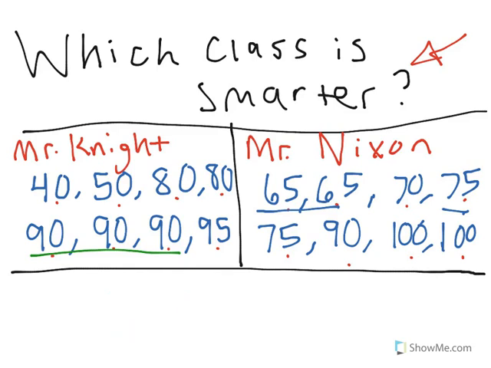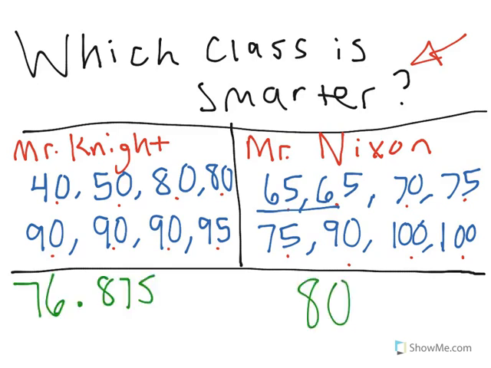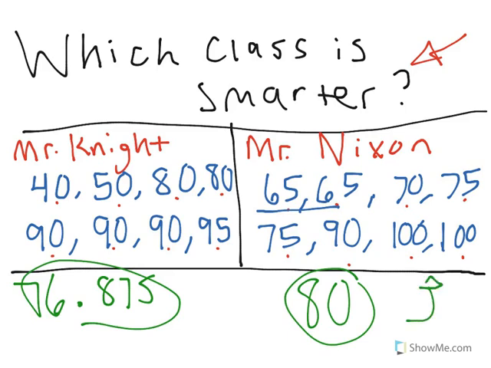Last thing we could do is take a look at the mean. You could find the mean or the average of those two. Mr. Nixon has a higher class average than Mr. Knight. So you could make the case that Mr. Nixon's class is smarter. So we have done the mean, median, mode, biggest, smallest, and we've used all of that for argument's sake. But here's an interesting thing.